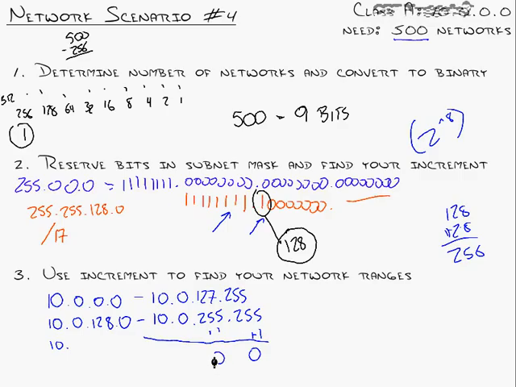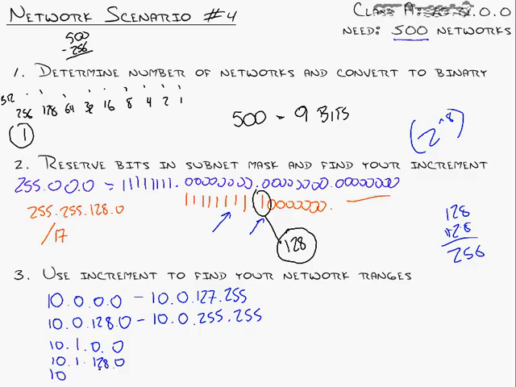So we have a +1 there. We can't have 256, so zero it out, carry the 1. And now I have like this 10.1.0.0. That's exactly what the next range starts at. 10.1.0.0, and then just keep adding our increment.